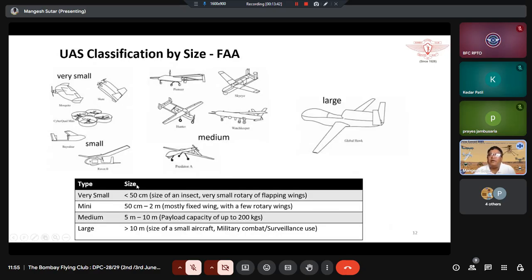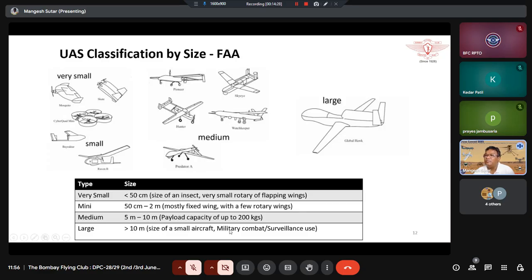So if you see, apart from range and altitude, there is also size by which they classify the drones. Size, not weight. India is the only country which classifies the drones with respect to weight, and that is a very good classification, I would say, compared to any other, because it clearly demarcates the drones. Here they are classifying with respect to size: very small, small, medium, or large. Very small is less than 50 centimeters. Mini is 50 centimeters to 2 meters, then 5 meters to 10 meters, and 10 meters and above.